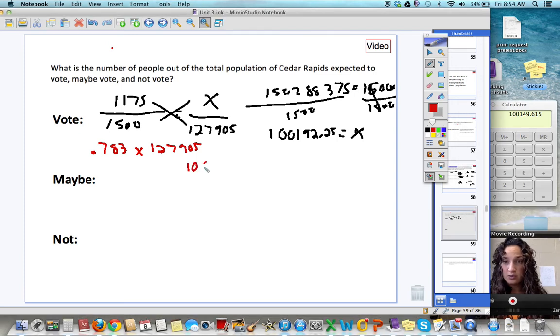So this one is giving me 100,149.615. They're close, but they're off because, remember, this was a repeat. This was 0.7833333333. So this is taking the exact numbers. So whatever way you're doing, this is why you have to show me your work.